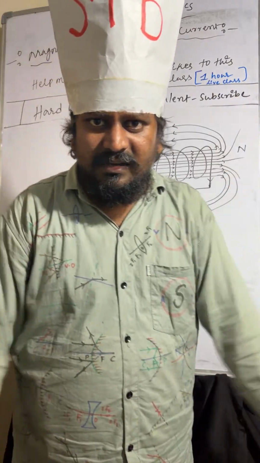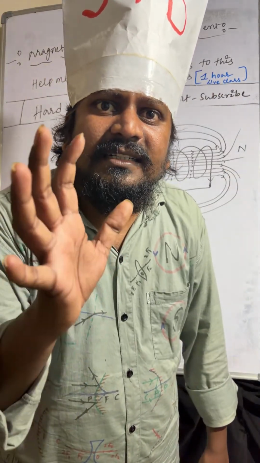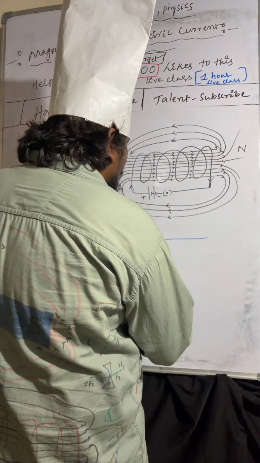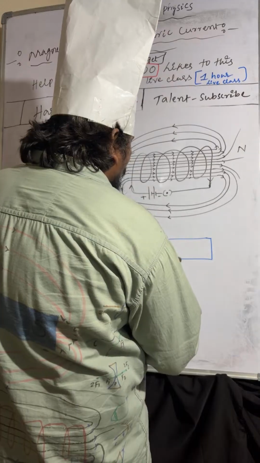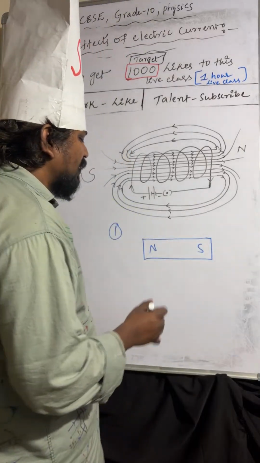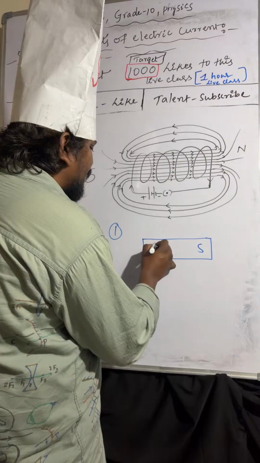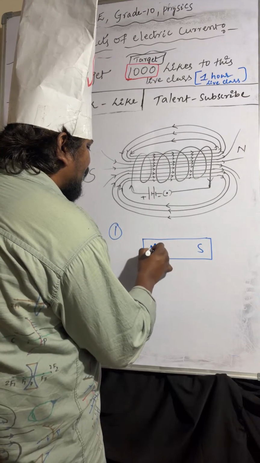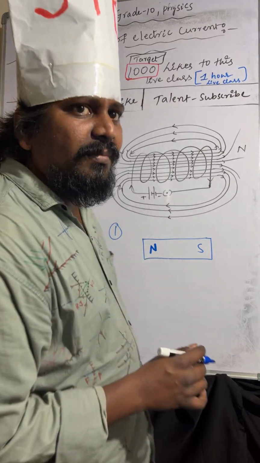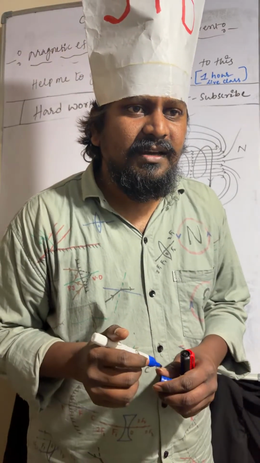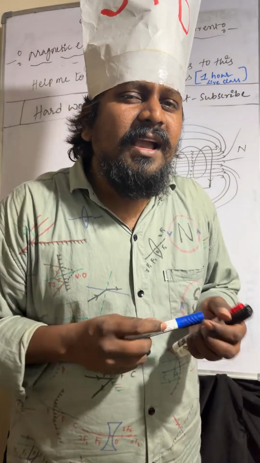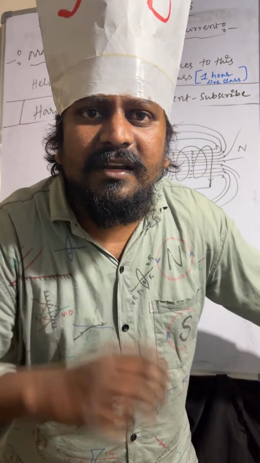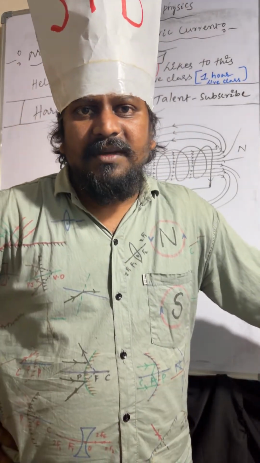And one more point. Solenoid is a temporary magnet, whereas bar magnet is a permanent magnet. North, south. Bar magnet is a permanent magnet. Solenoid is a temporary magnet.